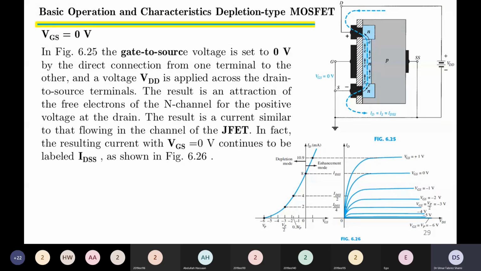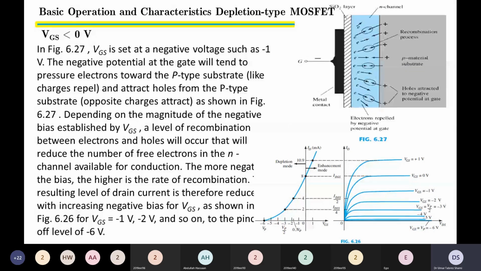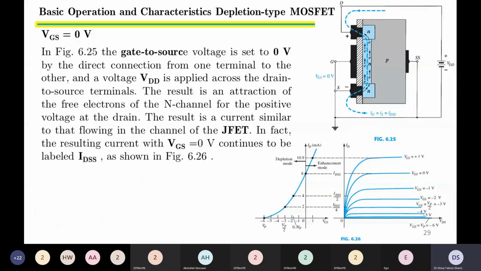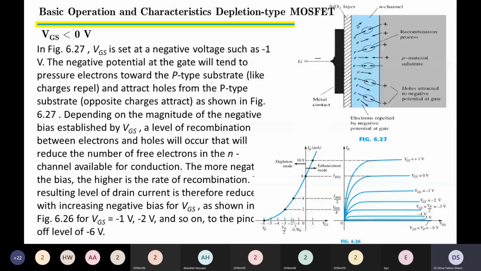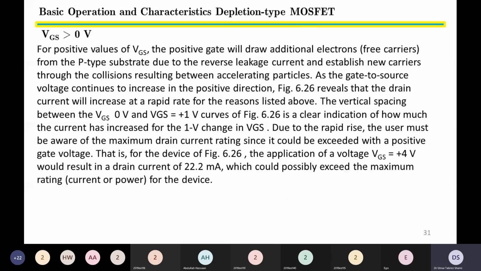After the construction and the symbol, we discussed the characteristics for various gate source voltages. First, when we apply 0 volts between gate and source, then when we apply a negative voltage between gate and source, and then when we apply a positive voltage between gate and source.